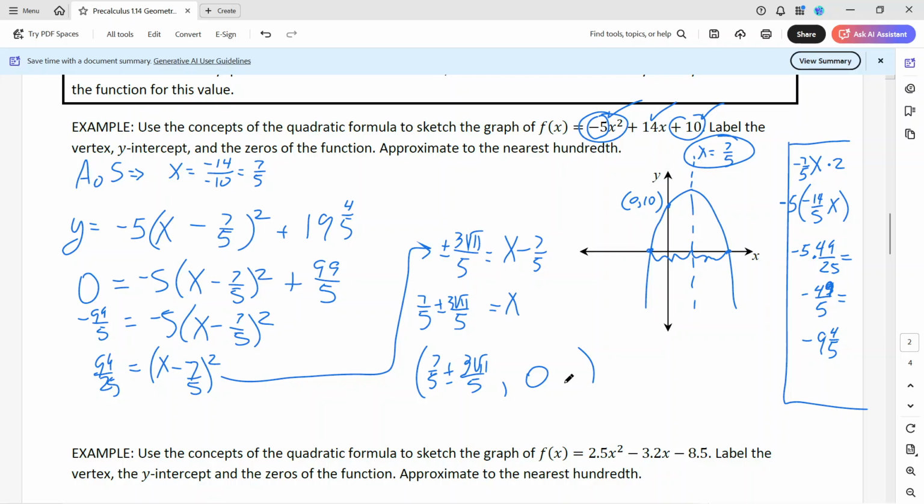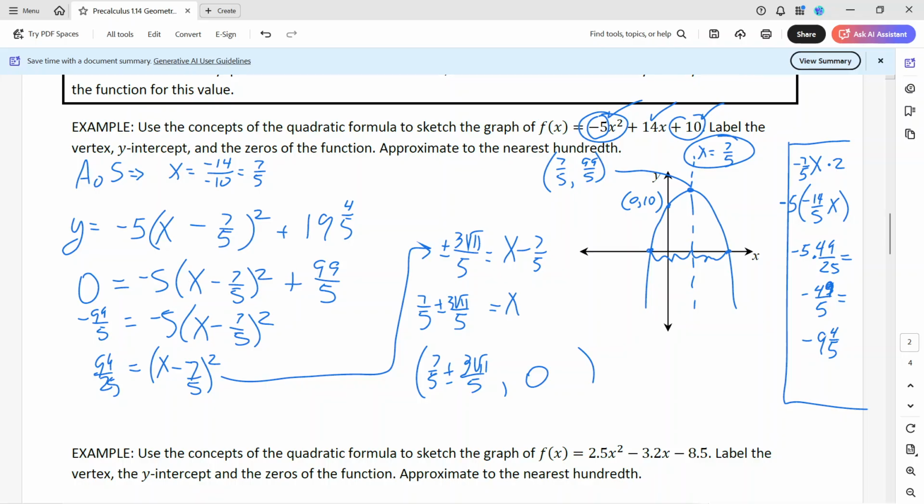Oh, by the way, I guess we should name this vertex point here. It was 7/5 and a y value of 99/5. And again, notice that that y value 99/5 is nearly 20. And so it would be coming down pretty steeply because of that negative 5 coefficient on the x squared. And so it makes sense that it would cross the y-axis at 10. It all seems to confirm.